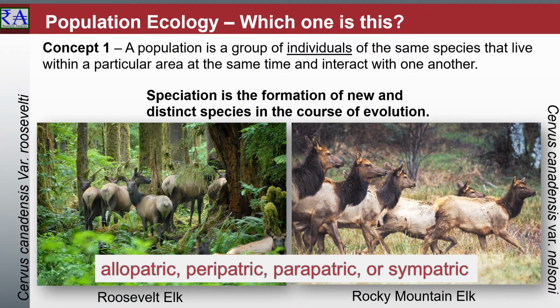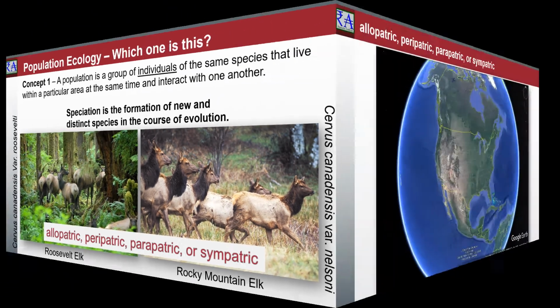Throughout this speciation series, we have been looking at these chubby and happy Roosevelt elk, Cervus canadensis variety roosevelti, on the left side of the screen, opposing the Rocky Mountain elk, Cervus canadensis variety nelsoni.